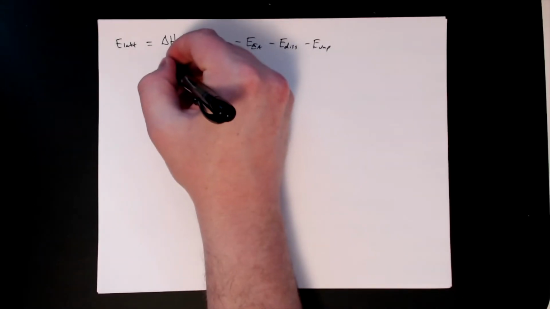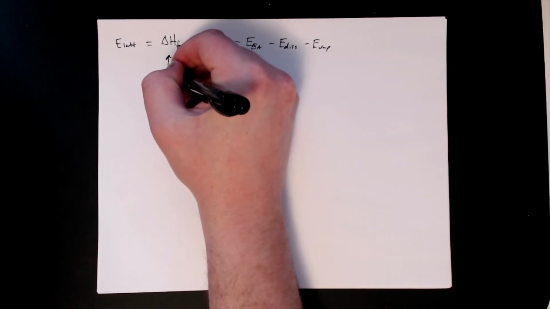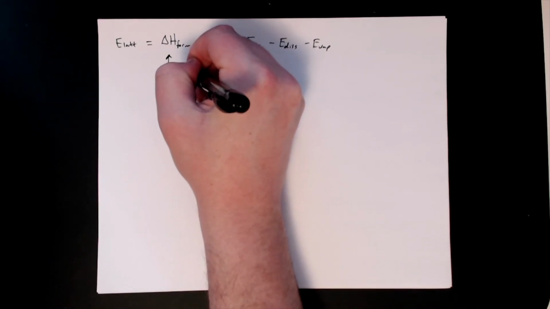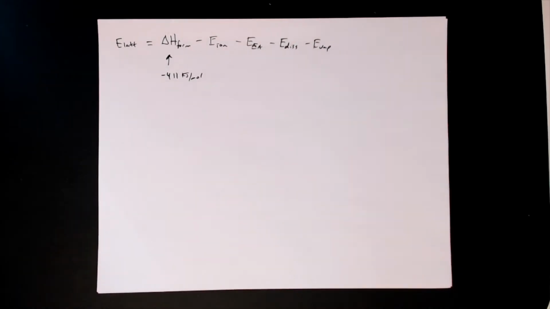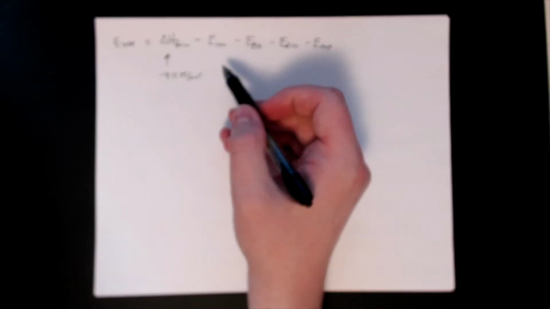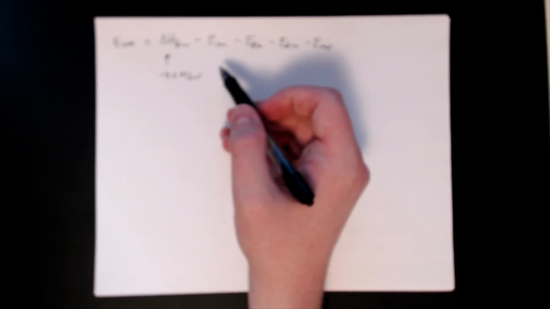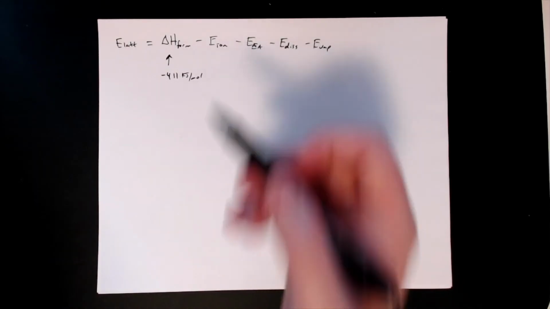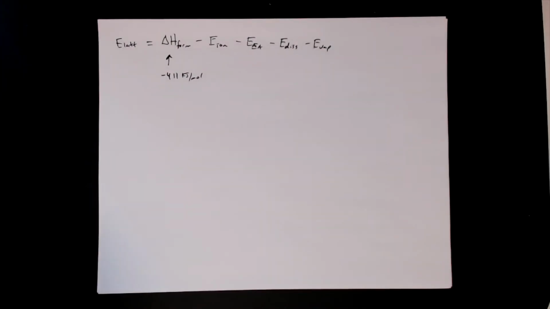So this value is minus 411 kilojoules per mole. So we've got to keep track of the units as well. All right, so the next thing, let's do it in the order of the book as well.